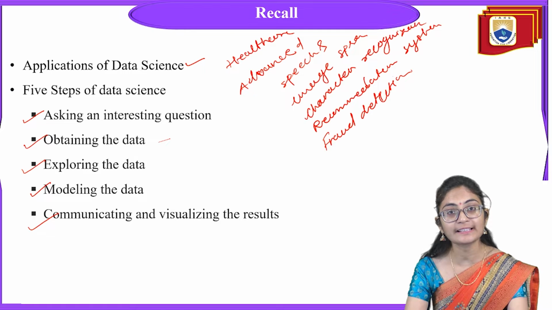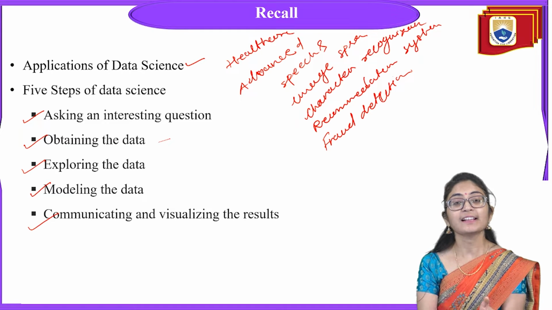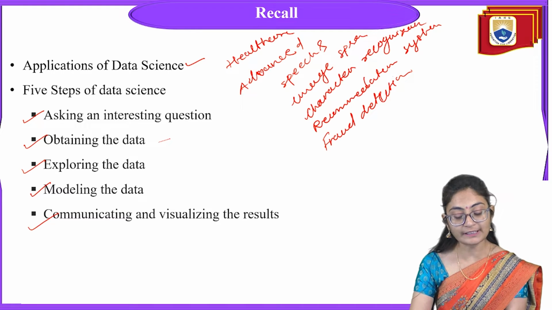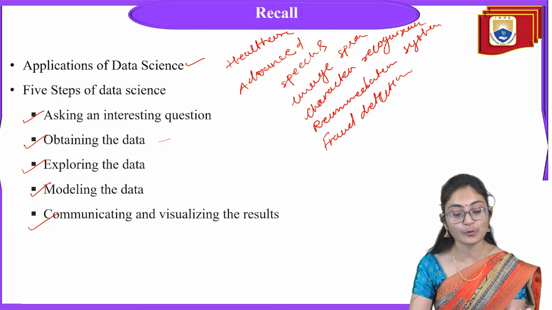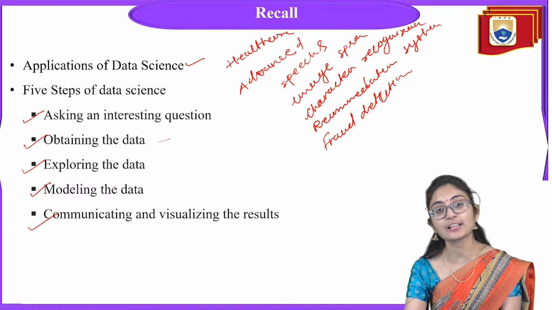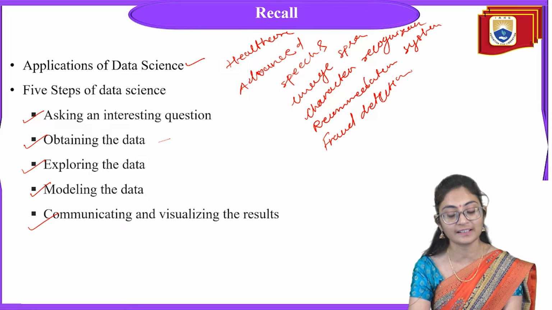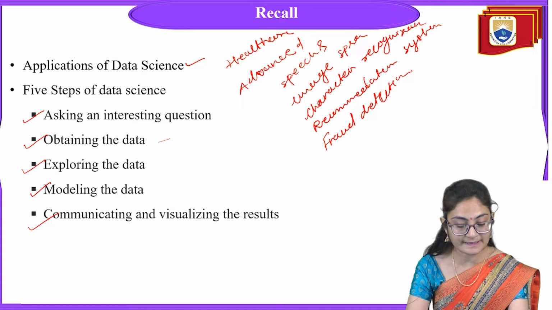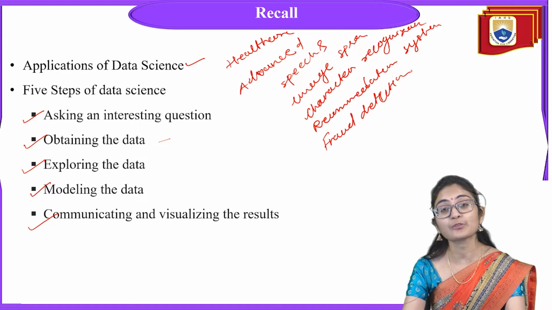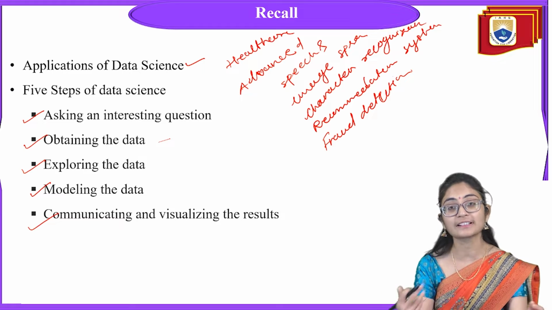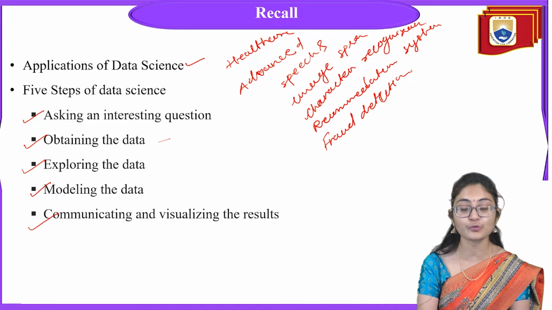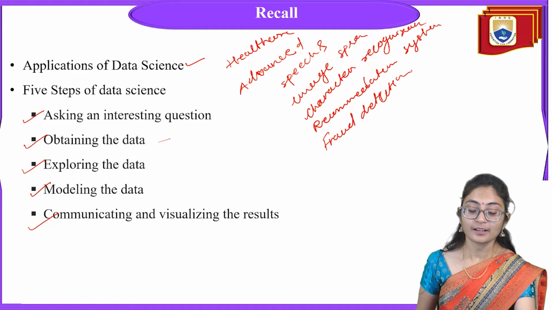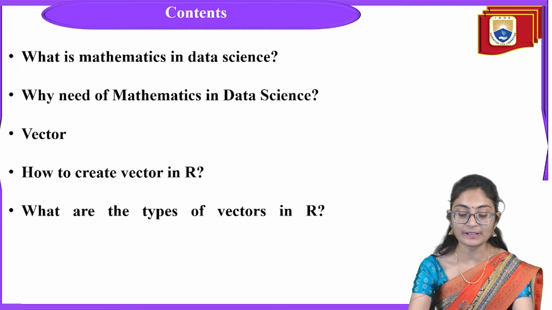After obtaining the data, you have to explore it, and after exploring, the main step is the modeling of the data. For modeling, you have to think about what you have to provide and what it will provide. The last step is communicating and visualizing the results. That means after all the steps, you will get results, you have to visualize them, communicate about them, and discuss the outputs. Now we will move towards our main topics.